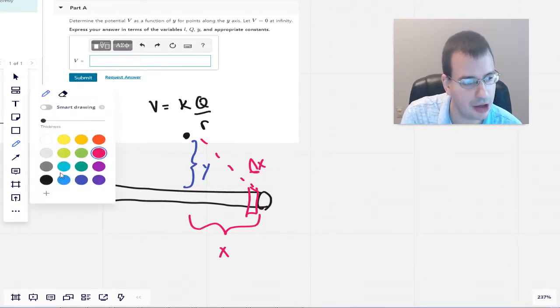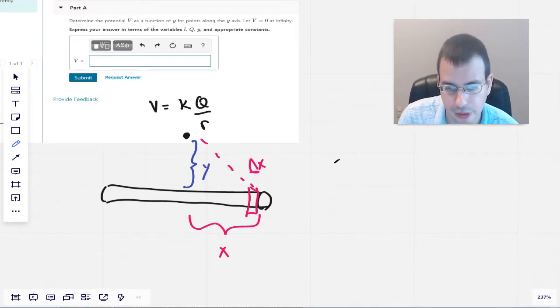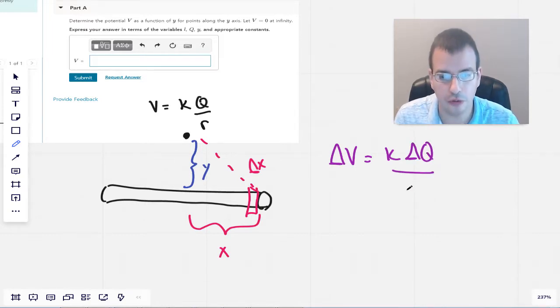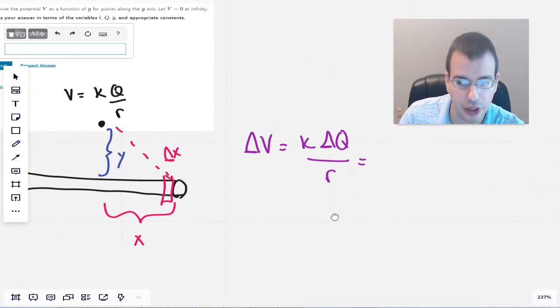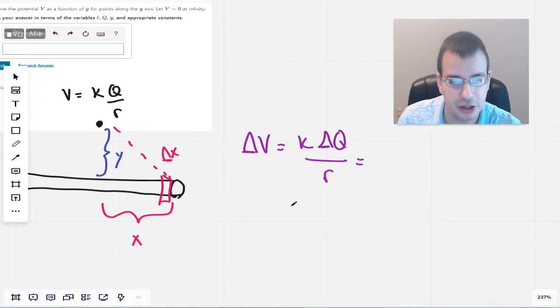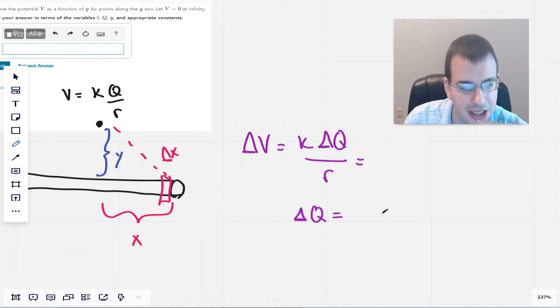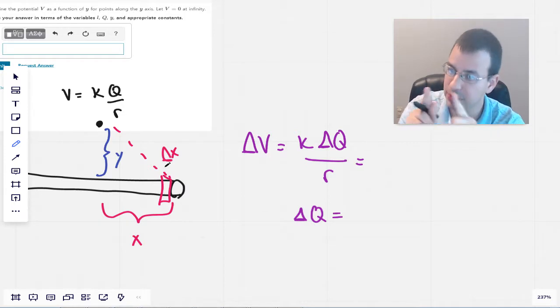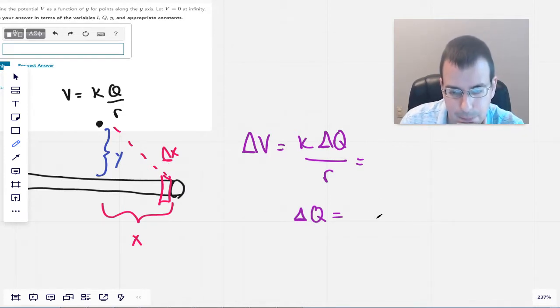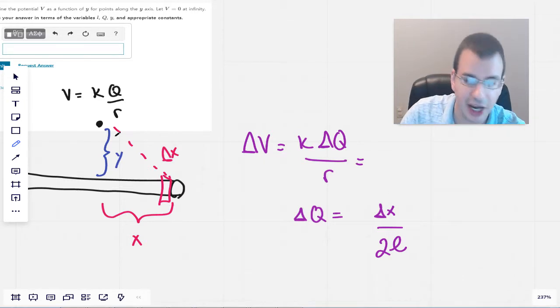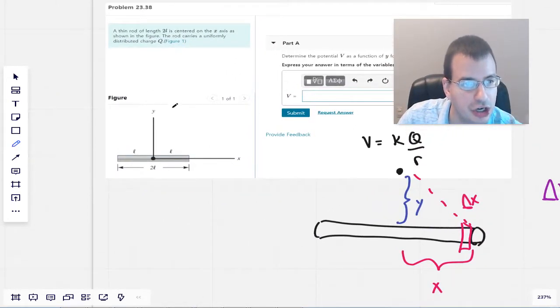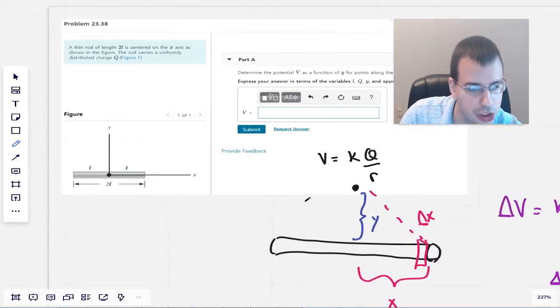Okay, so now we're going to rewrite our equation here. A small amount of potential equals k times a small amount of charge, dQ, over R. So now we have to define what k, dQ, and R are. k is just going to be a constant, not a big deal. The change in Q is going to be related to the size of this small little increment, so I'm going to call it delta x over 2L. If we have the entire finite rod, which has a total charge Q, that total Q covers 2L.